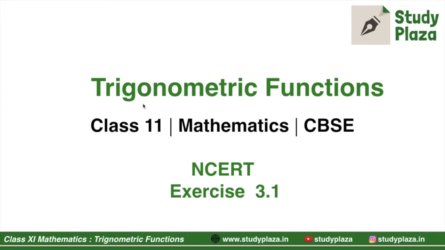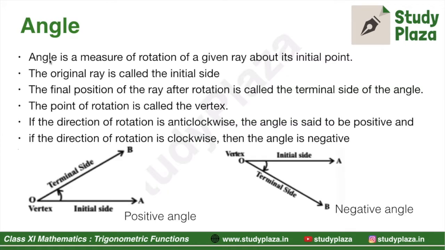Let us start. To understand the chapter clearly, let us first understand some of the terms which are commonly used in this chapter. And the first term is angle. What is an angle? Angle is a measure of rotation of a given ray about its initial point. The original ray is called the initial side. Here in this diagram, OA is the initial side and the final position of the ray after rotation is called the terminal side of the angle.